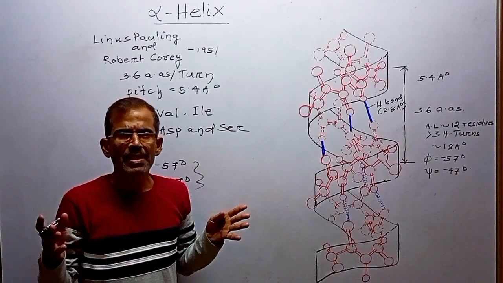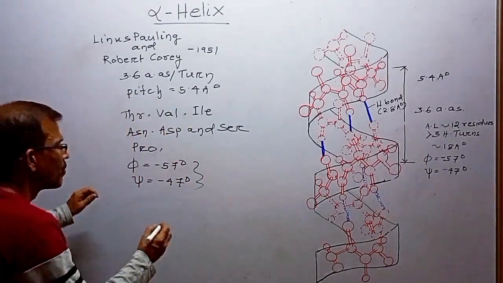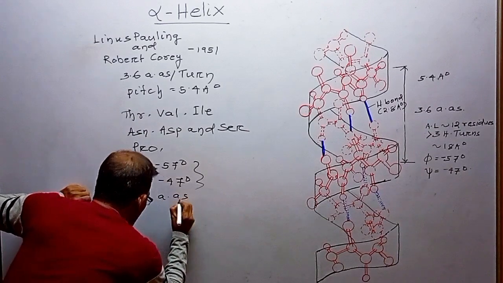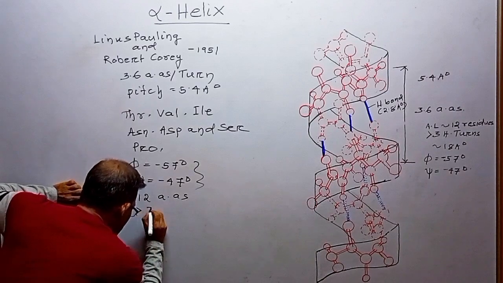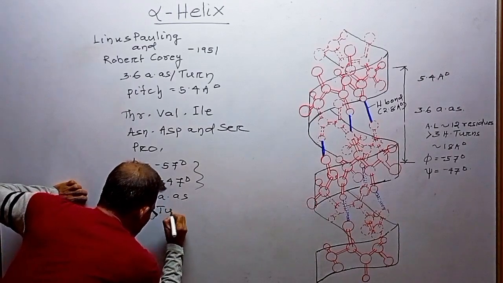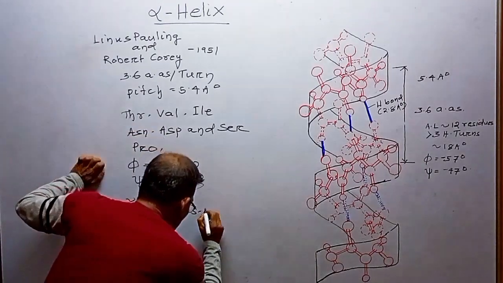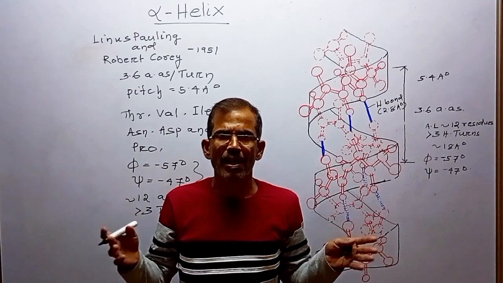Alpha helices in proteins have an average length of 12 amino acid residues, which corresponds to more than 3 helical turns and a distance of 18 angstrom. This is all about alpha helix.